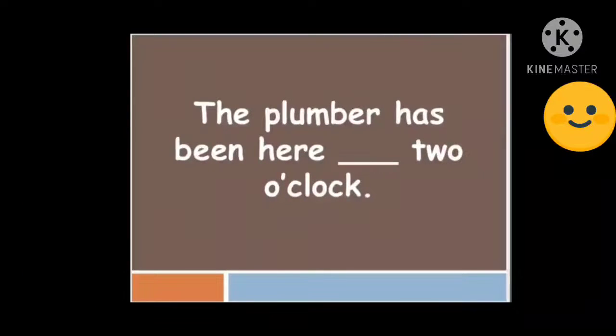Let us see some examples to make ourselves perfect. The plumber has been here dash 2 o'clock. So 2 o'clock, that means the beginning of the time phrase is given. Okay, it is point of time. So with point of time, what do we use? Since. So the answer of this blank is since. The plumber has been here since 2 o'clock.